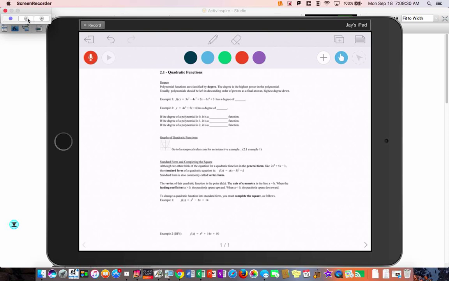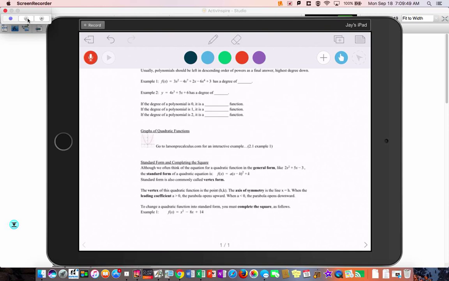Chapter 2.1, we get into more polynomials. Today will be a lot to do with the quadratic function. We reintroduce the vocabulary word degree. It simply is the largest exponent within a problem.